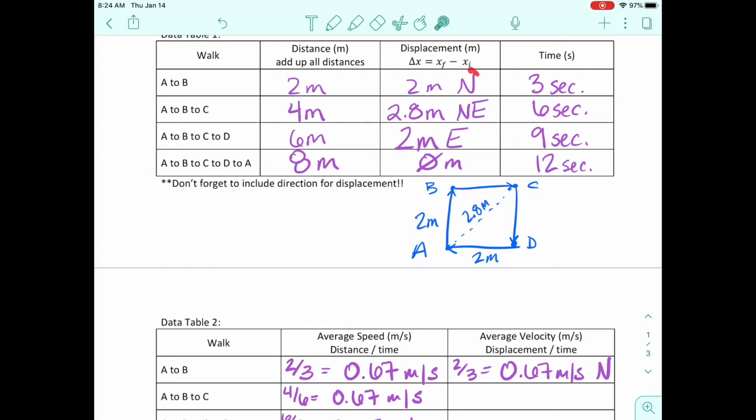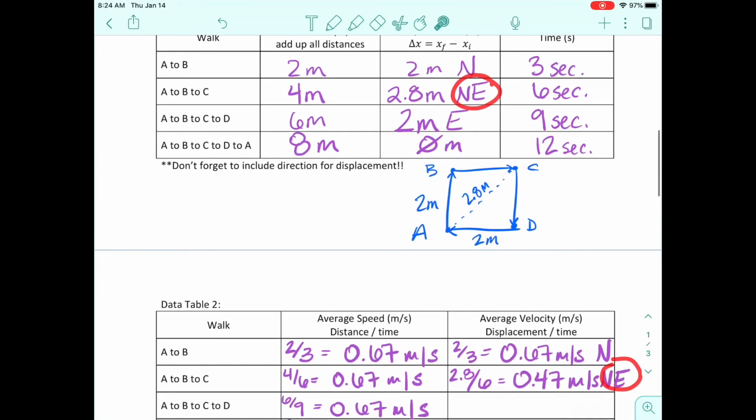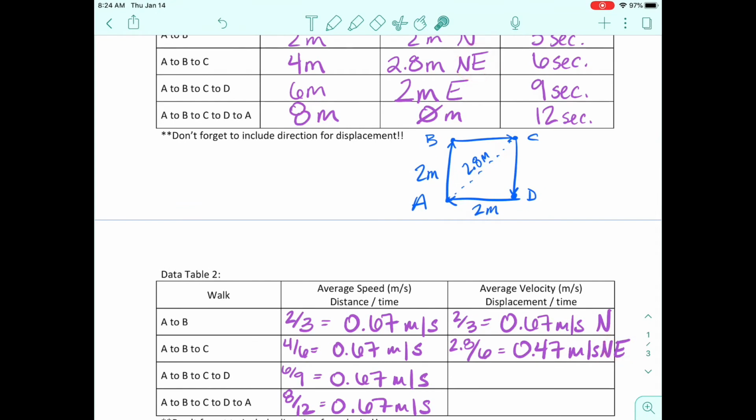Because velocity is a vector. You just use the same direction that you used for displacement. Because again, remember, we're using displacement to calculate the velocity. The next one's going to be 2.8 divided by 6. That's 0.47 meters per second. Again, for the direction, use the same direction as your displacement.